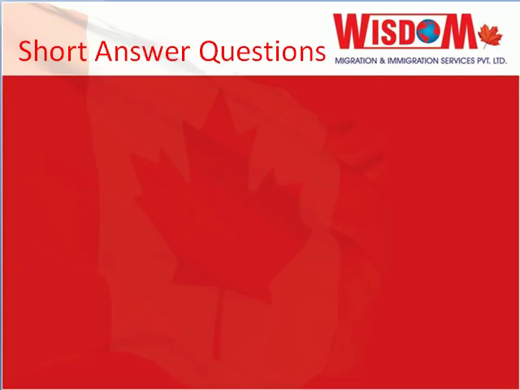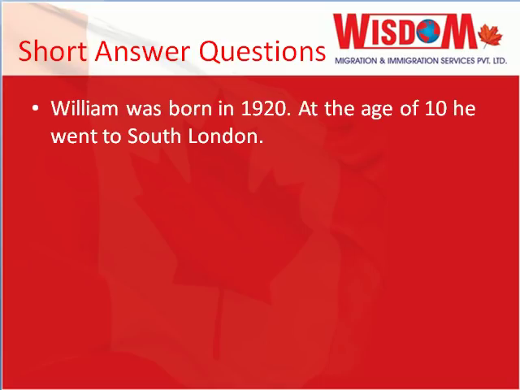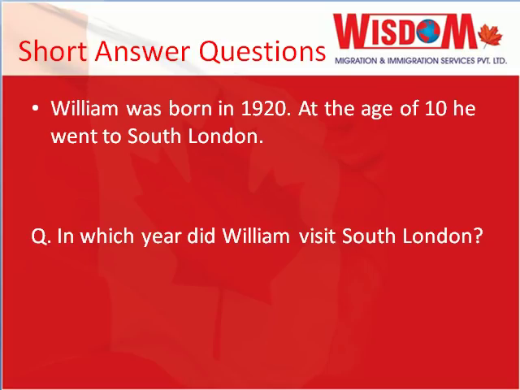First, we have the short answer questions, where you have to give a very short answer with a maximum of 3 words or a number. So here is our sample question. William was born in 1920. At the age of 10, he went to South London. And the question is, in which year did William visit South London?